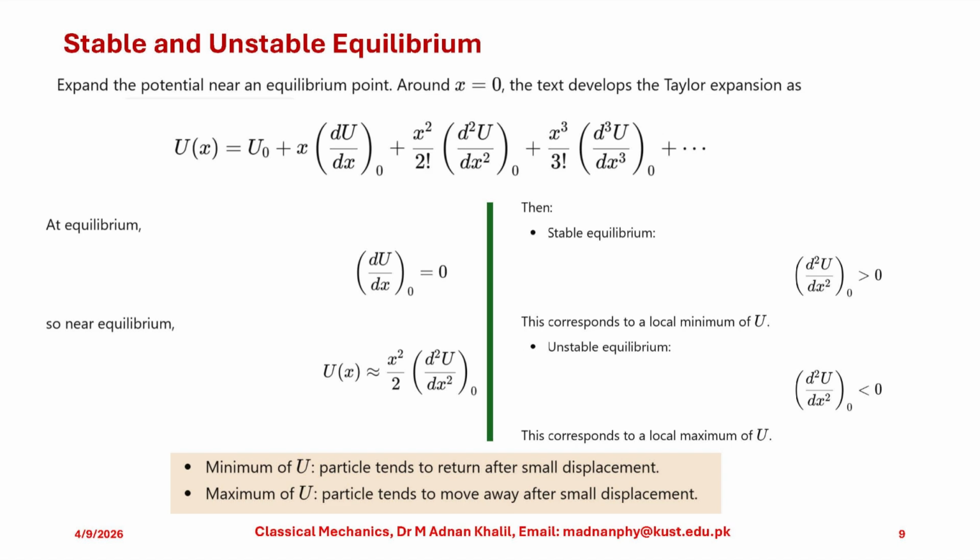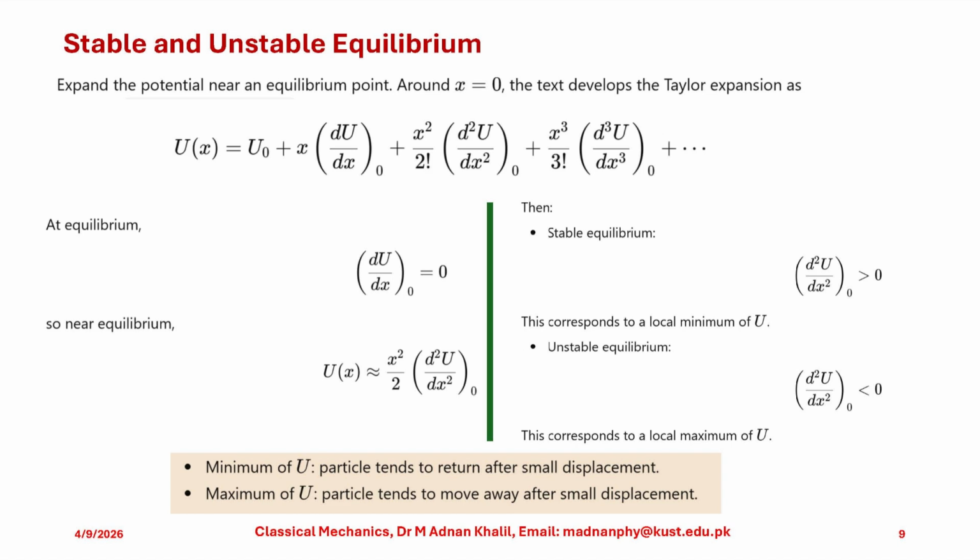To understand stability, we expand the potential near an equilibrium point using a Taylor series, that is, u of x expanded around an equilibrium point. For simplicity, here we have taken the equilibrium point x naught equals 0, such that the equilibrium condition holds: du by dx at the equilibrium point 0 equals 0. So the linear term disappears.